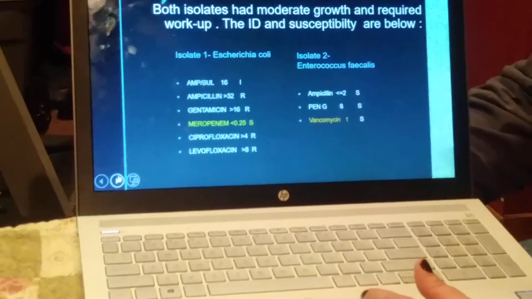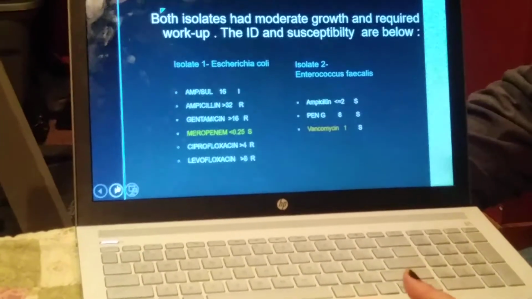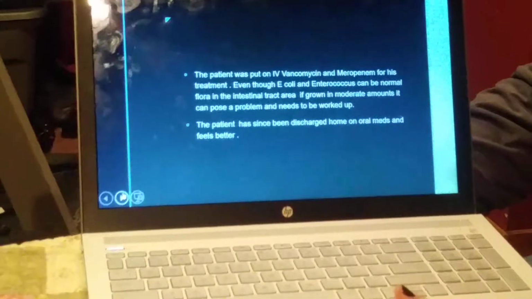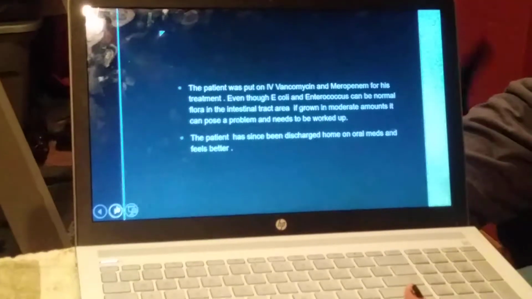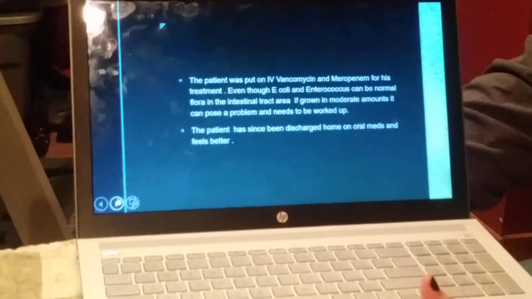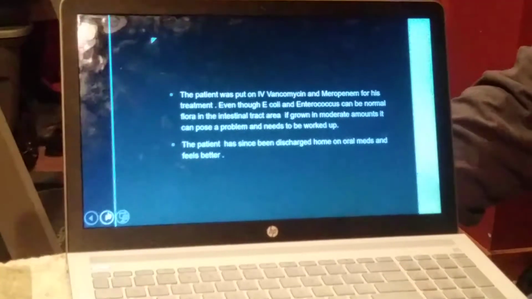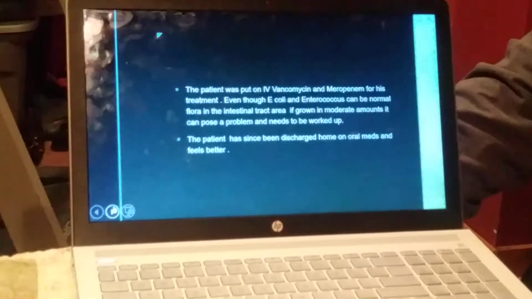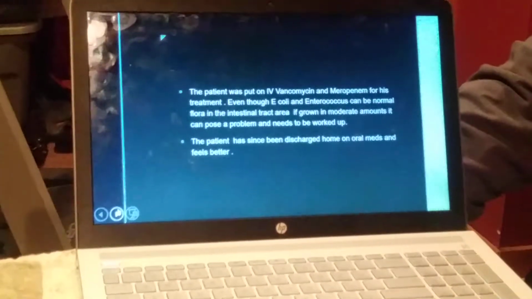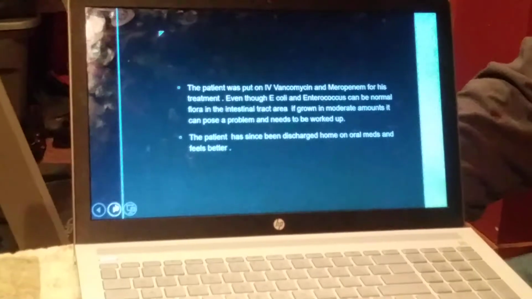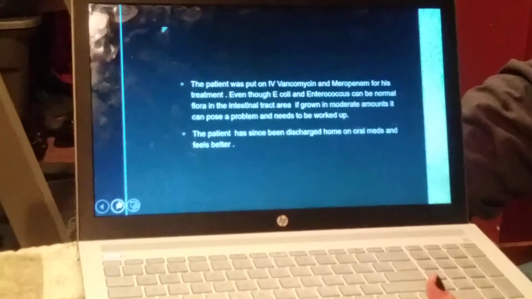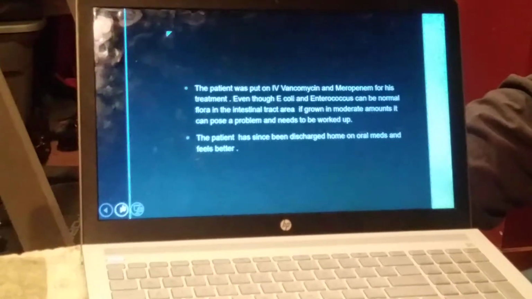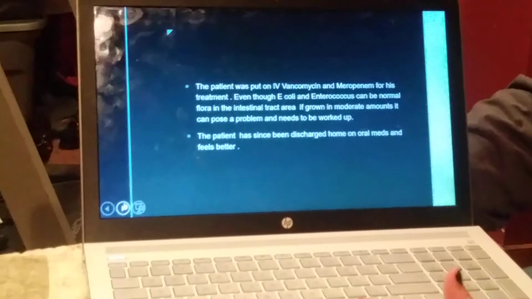So this patient was put on 2 separate antibiotics for the duration of his stay in the hospital. He was put on vancomycin and meropenem for about 3 days. Just so y'all are aware, even though E. coli and Enterococcus are part of the normal flora of the GI tract, if it grows enough on the plate, it needs to be worked up because it is a very serious organism. So it was worked up, and we ended up with Enterococcus faecalis and E. coli. So after a few days, the patient has been discharged home and is feeling well.